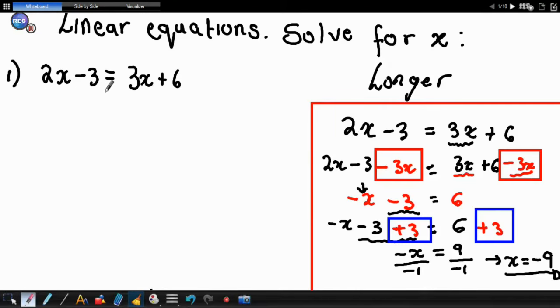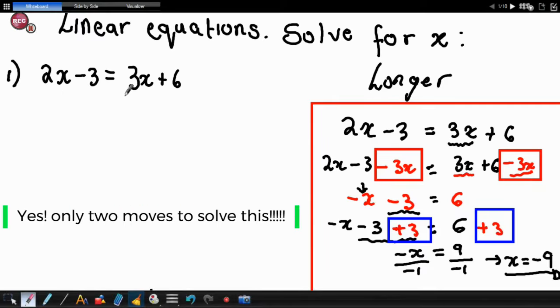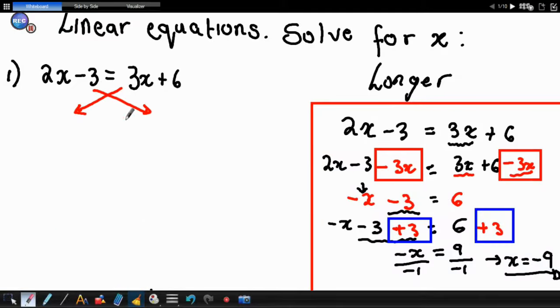Guys, let's come to the shorter method. If we look at this, 2x minus 3 is equal to 3x plus 6, right? So what do I want to do? I want to move all the variables to the left-hand side and all the constants to the right-hand side. Because, guys, there are just 2 moves that I'm going to do. I'm just going to say that goes there and this goes here.